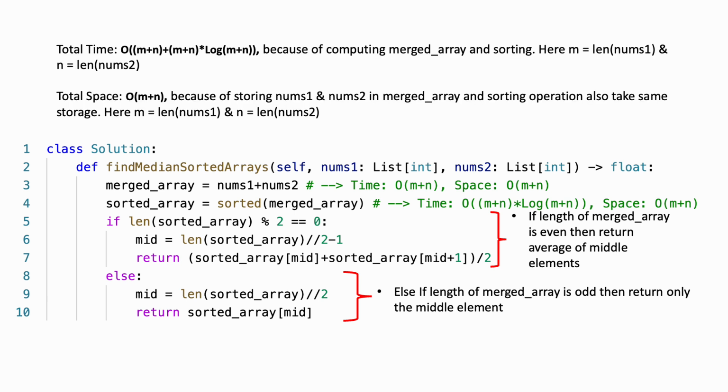Let's do a time complexity and space complexity analysis of our code. The time complexity would be O of (m plus n) times log of (m plus n). This is because of computing the merged array, which takes O of m plus n, and sorting, which takes (m plus n) times log of (m plus n). Here m and n are the lengths of nums1 and nums2. The space complexity of the code is O of m plus n because of storing nums1 and nums2 in the merged array, and the sorting operation also takes the same space complexity.